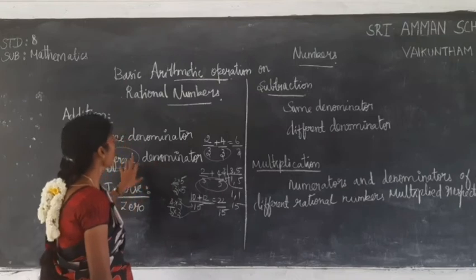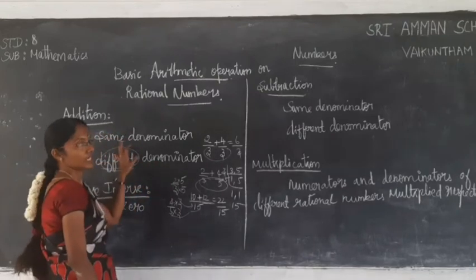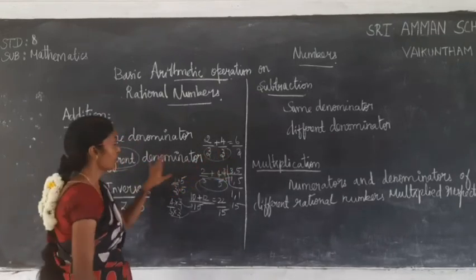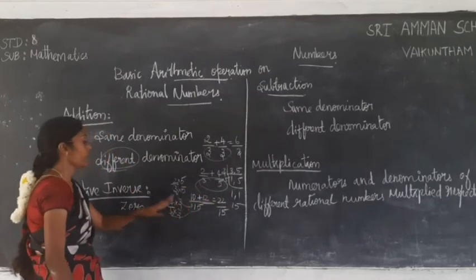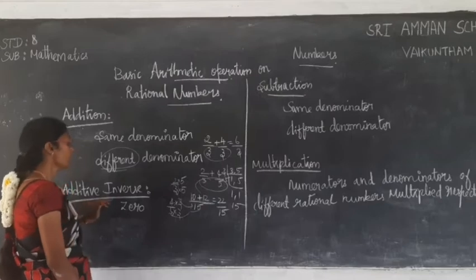Like this you have to find out. So for addition, two options. If the denominator is the same, we can easily add. If the denominator is different, you have to take the LCM. Okay, next, additive inverse.